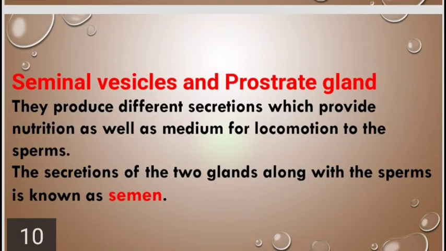Seminal vesicles and prostate gland. These are the two glands in the male reproductive system. They produce different secretions which provide nutrition as well as a medium for locomotion to the sperms. The secretions of the two glands along with the sperms are known as semen.